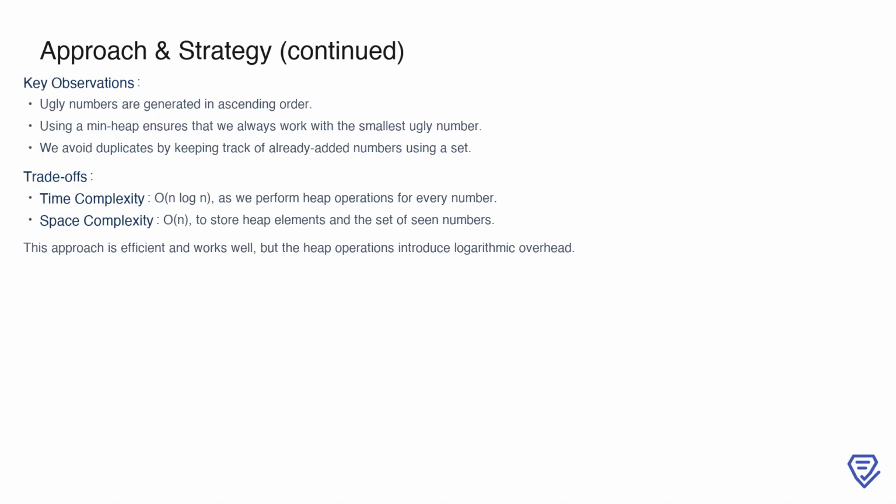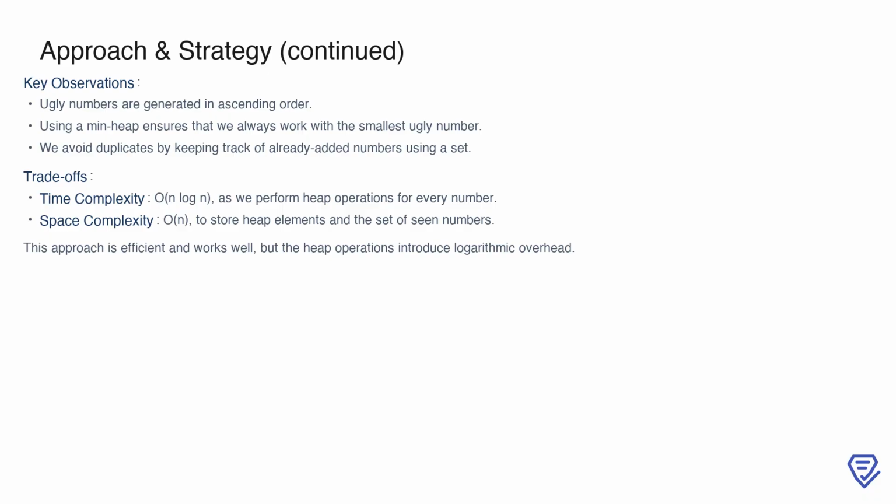A more efficient alternative is to use dynamic programming with a priority queue, or min-heap. The idea here is to systematically generate ugly numbers in ascending order by leveraging the smallest number in the heap at each step. We start by initializing the heap with the first ugly number, which is 1. Then, we repeatedly extract the smallest number from the heap, multiply it by 2, 3, and 5, and add these results back into the heap, ensuring there are no duplicates by using a set to track already added numbers.